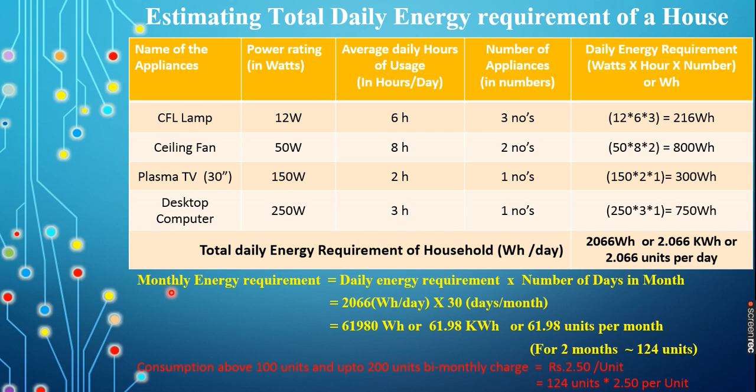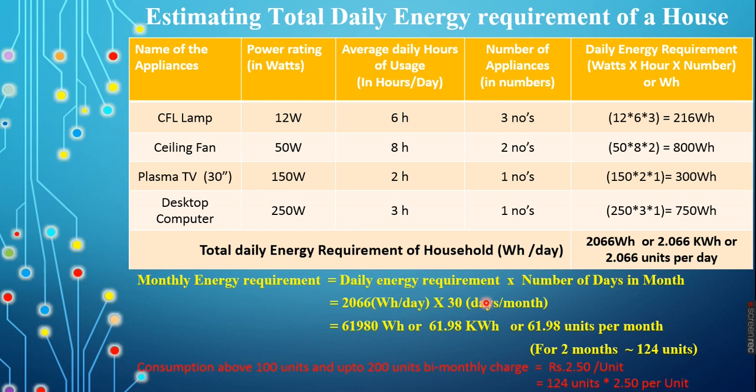For that calculation, we need the monthly energy requirement. The formula is monthly energy requirement equals daily energy requirement multiplied by the number of days in the month. We have calculated the daily energy requirement is around 2 units per day, that is 2066 watts hour per day, into the number of days in a month, 30 days per month.